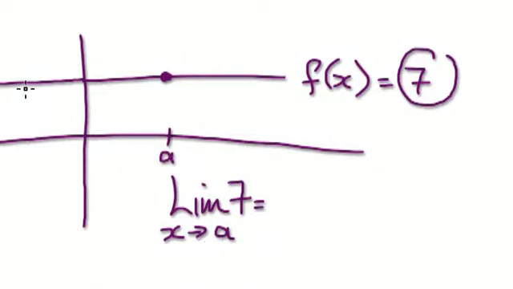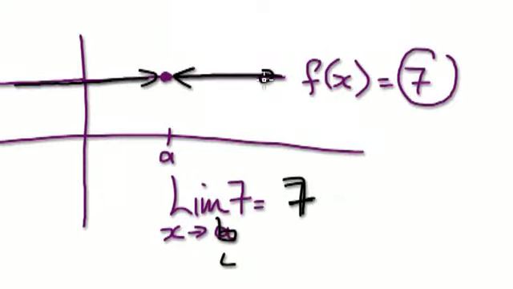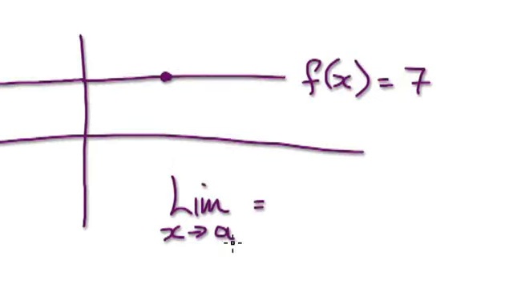So x tends to a. So you're heading from the left hand side to here. It will head towards 7. And then consider from the right hand side. It's heading towards the same point. So the limit of 7 as x tends to a will be 7. In fact, as x tends to b, it will be 7. As x tends to c, wherever c is over here, it will be 7.